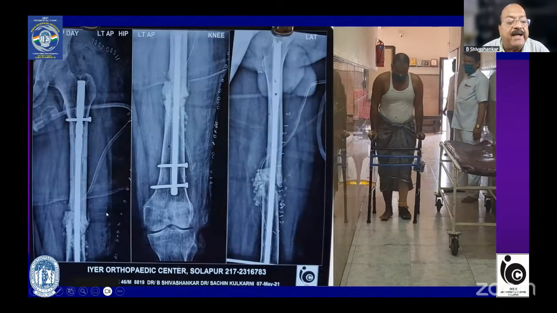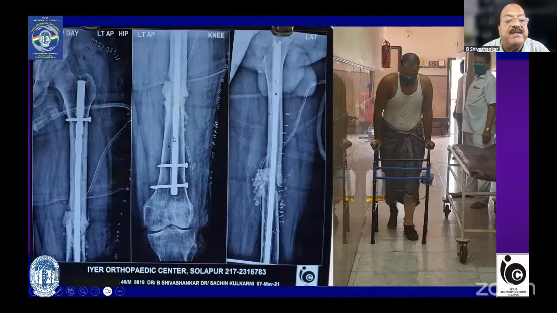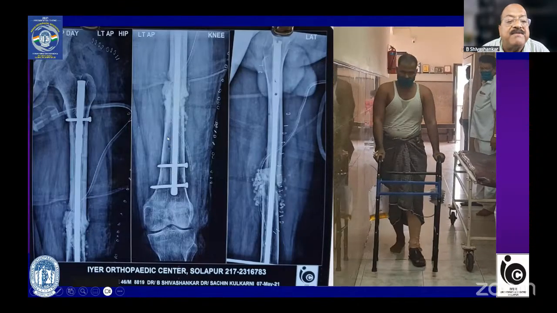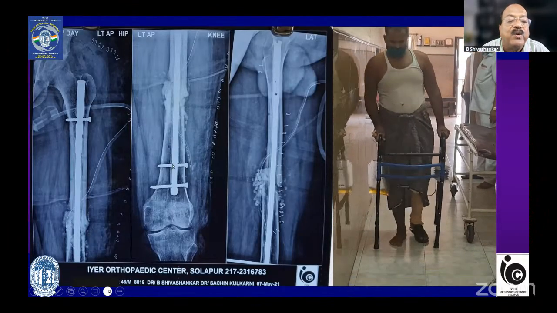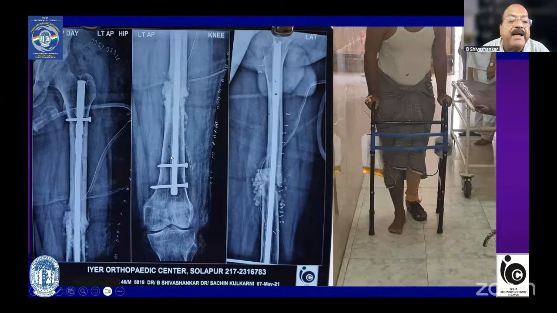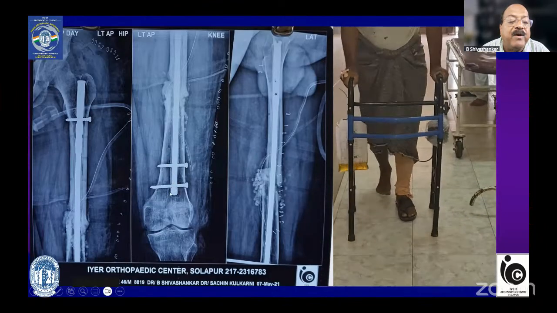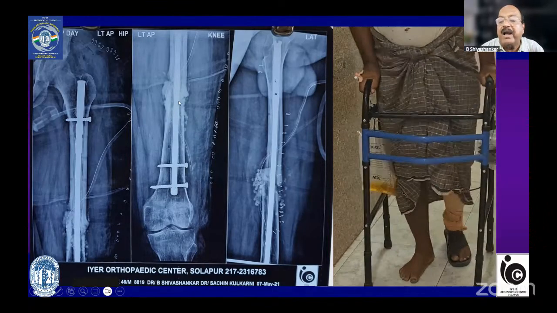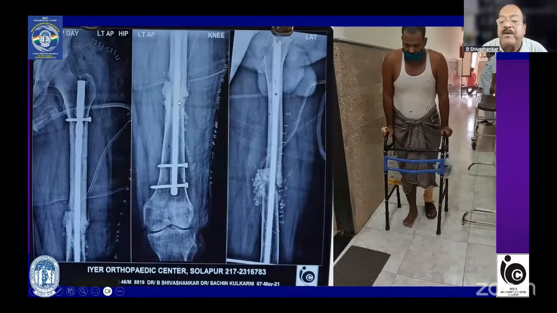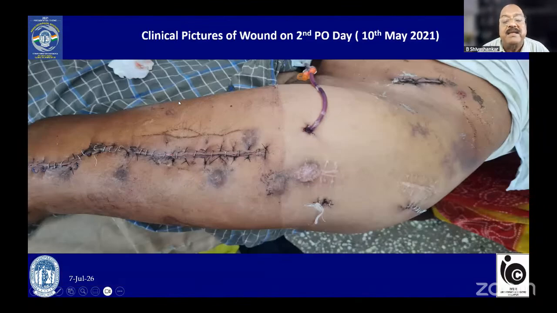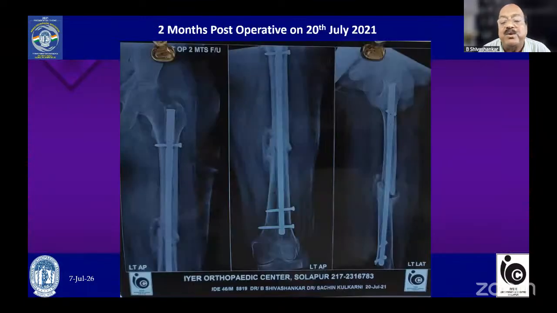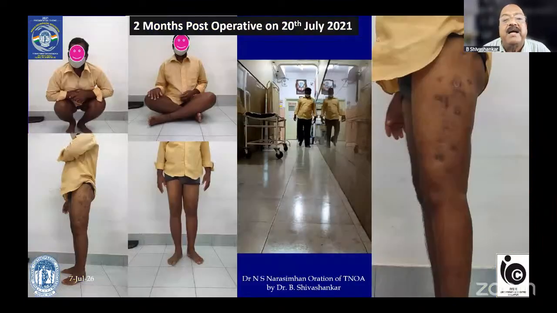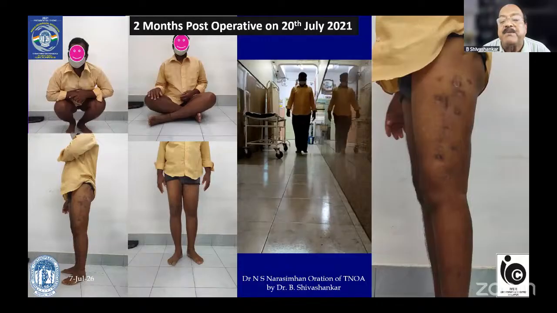So I did the antibiotic coated interlocking nail. You can see in this picture, the middle picture of the X-ray, uniform antibiotic cement. Because of the stub of the tip of the nail, it is uniformly there all around. So the patient was made to walk. This is just at the second post-operative day when the dressing was done. This is the 2 months post-operative picture. At 2 months, he was walking unsupported.